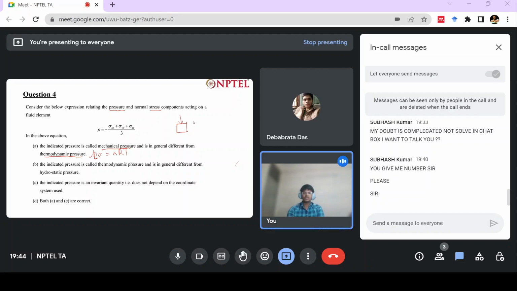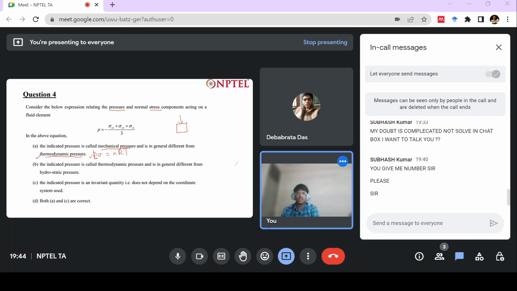Okay. So this P and this force per unit area pressure must be related in some way, right? So this is the relation that we are really concerned about in fluid mechanics. When we are talking about mechanical pressure and thermodynamic pressure, they are related in a very special case. So there are multiple questions regarding this topic itself. Let's see what this question is asking.